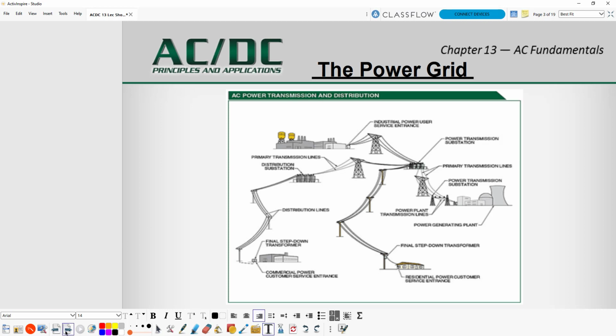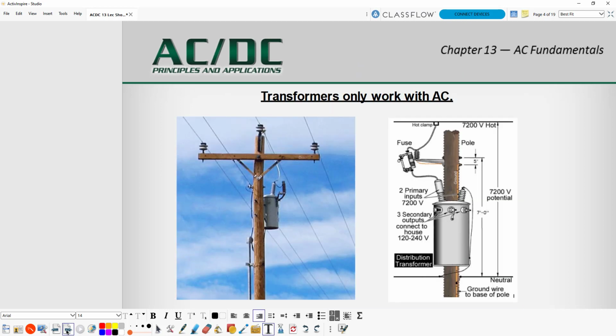So why do we use alternating current in the power grid? One of the major reasons why is because of the transformer. And this is why AC won out over DC. By use of the transformer, we can step up or step down voltage at the point of use. But the thing is, transformers only work with AC. A transformer will not work with DC.